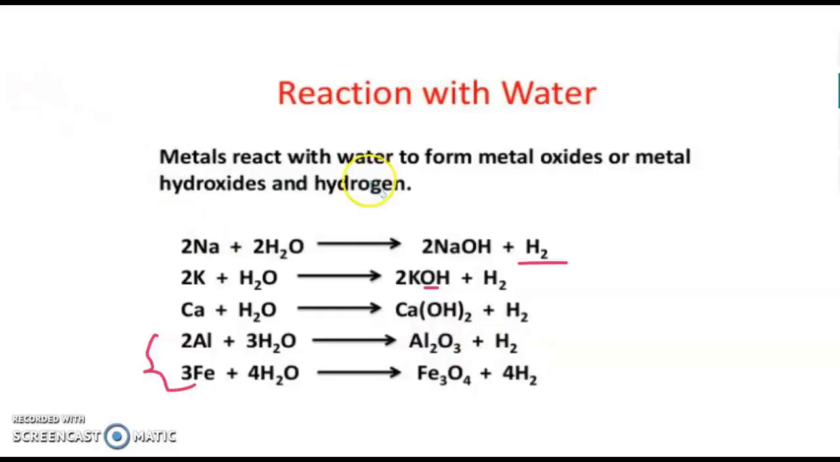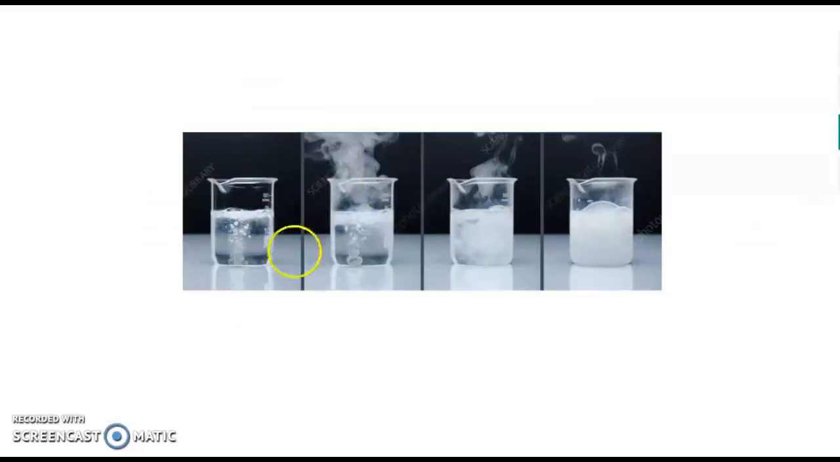So metals react with water to form metal oxides or metal hydroxides and hydrogen. Either they produce metal oxides or they produce metal hydroxides, and with that, for sure, they will produce hydrogen. This is how a metal reacts with water. You can see here, this is actually calcium.